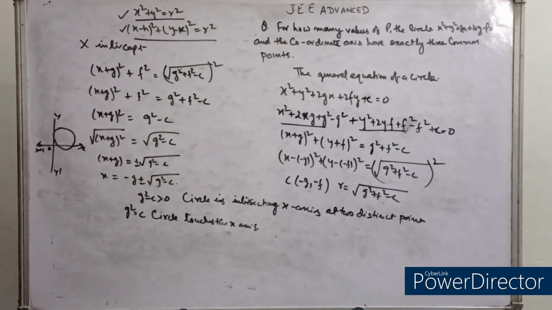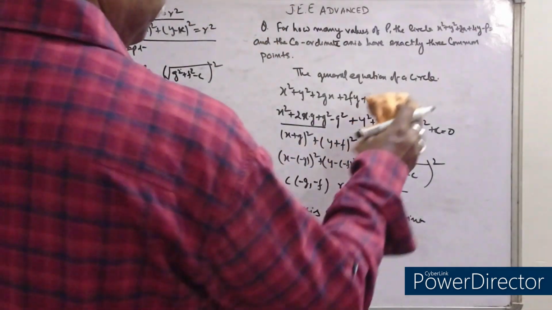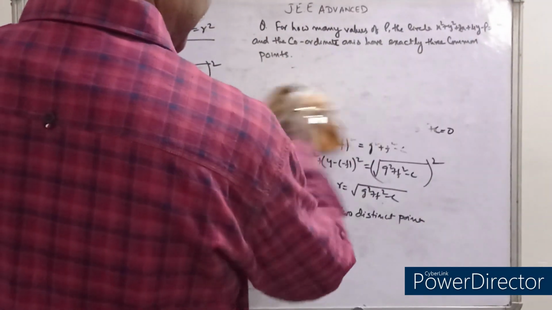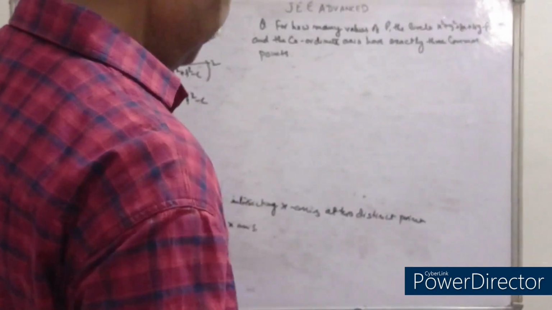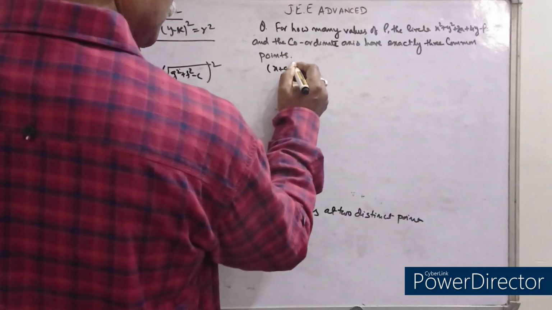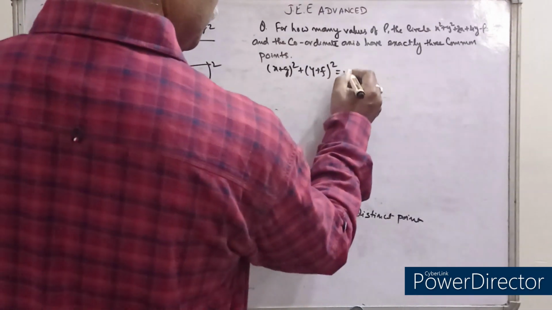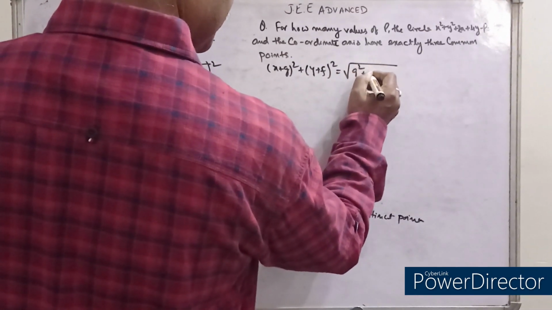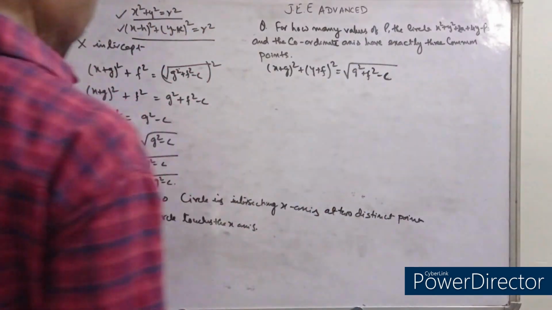This is the condition. Now for my next, let us take this, that is if the circle equation is (x + g)² + (y + f)² = g² + f² − c. This will be g² + f² − c.